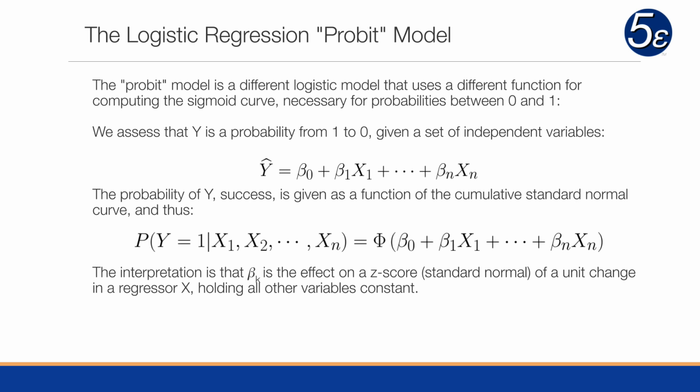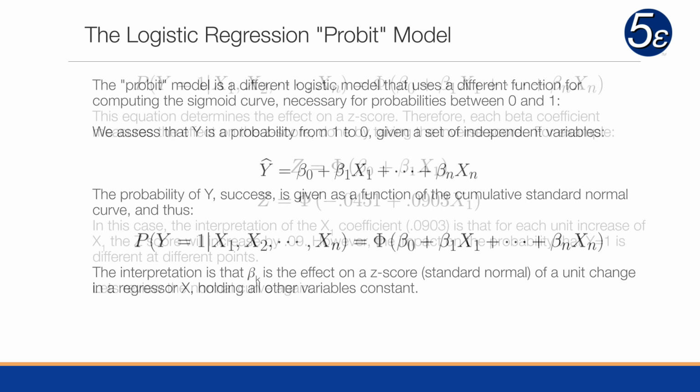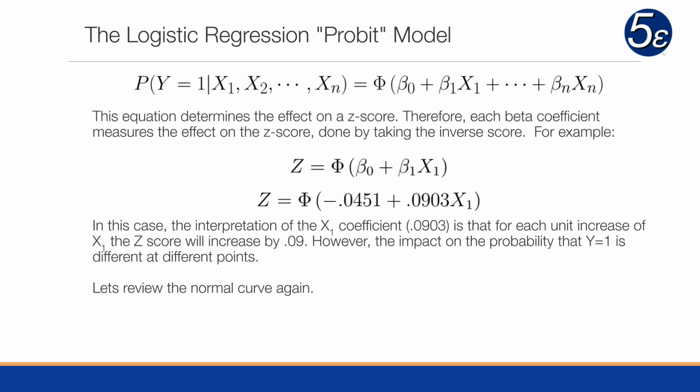So here, we're going to interpret each coefficient as the effect on the z-score. Will it move up or does it move down? For a unit change in a particular independent variable or regressor, if all of the variables are constant. So this equation determines the effect on the z-score. Each beta coefficient measures the effect on the z-score, which is done by taking the inverse score.